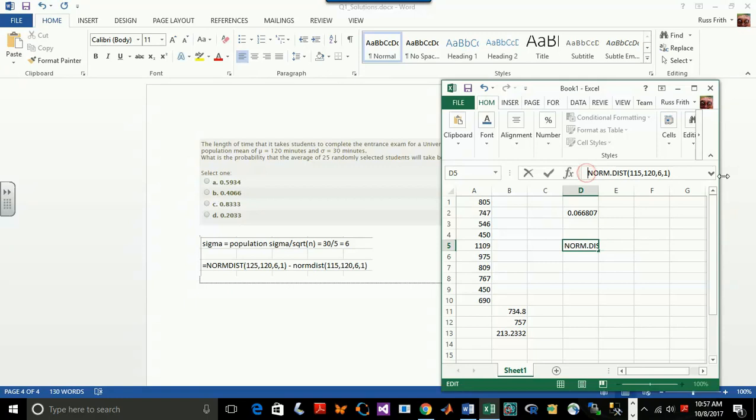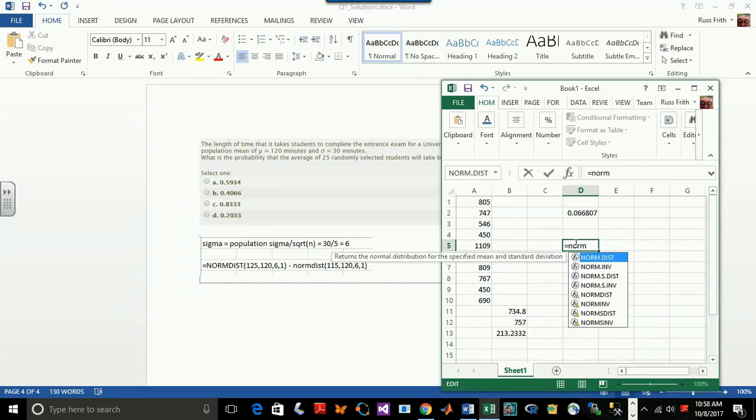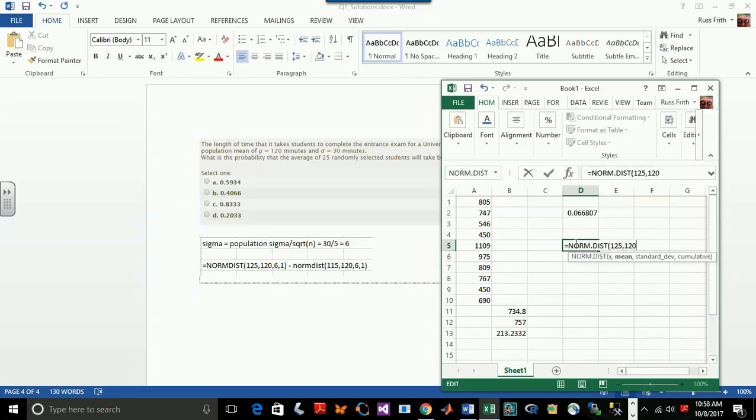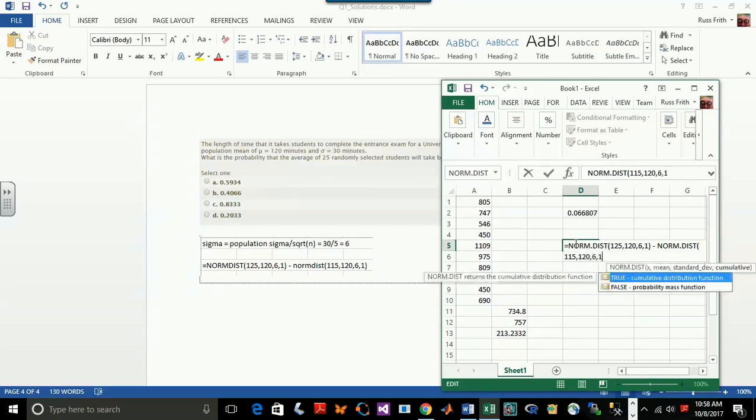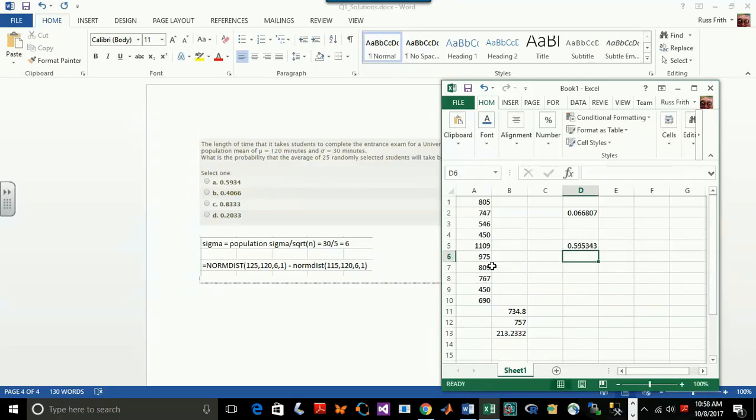Let me try it again. Sorry, typing too fast here. So equals norm.dist 125, 120, 6, 1 minus norm.dist 115, 120, 6, 1. Hopefully I'll get, 59. So there's a 59.5% chance. So you'll select choice A for this question.